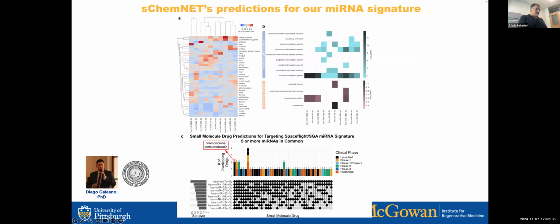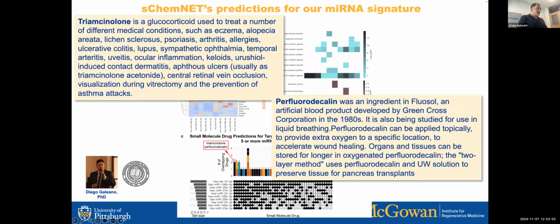Now, there are common drugs that were predicted to target across the microRNAs. There's a bunch of other drugs, but we said, let's go down to the common drug. There are only 2 drugs already approved by the FDA that were targeted by all the microRNAs: triamcinolone and perfluorodecalin. Now, these drugs you don't want to give to any pregnant woman, right? This is definitely something you don't want to give to a pregnant woman.